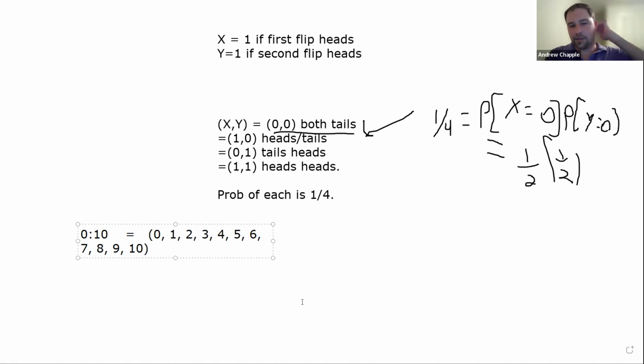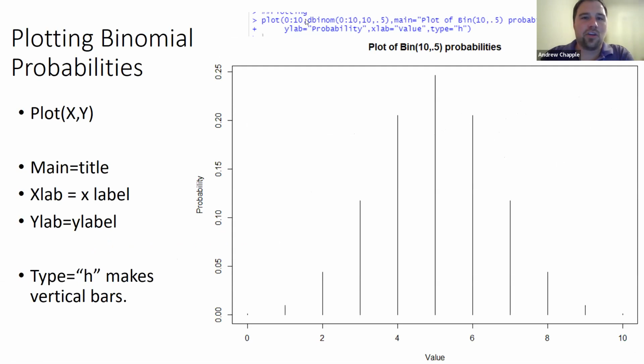That's what this vector looks like, and I'm plugging it in here. So this is my X argument in the plotting command. You see on the left, plot XY: you put your X axis here, then you put your Y value. So it makes a scatter type plot. And then type gives you a bunch of different options. You can use points. You can use H, which will make vertical bars like here.